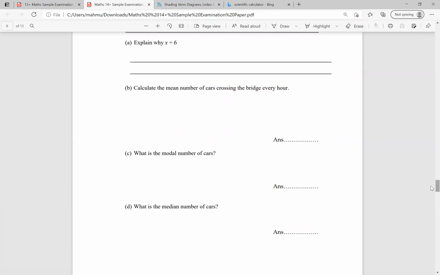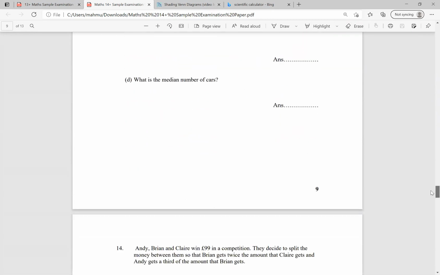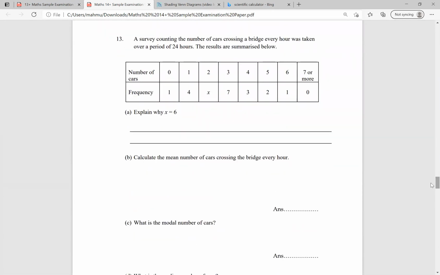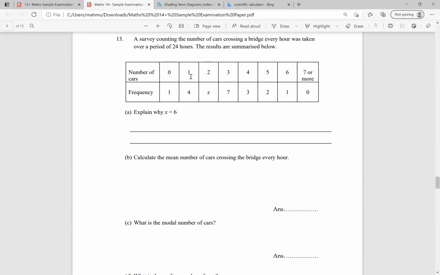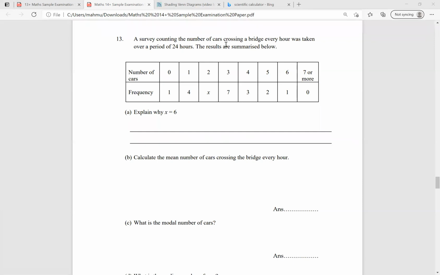What is the median? The median is the middle number. So you've got 0 to 4, and you take the middle one. So basically, we look at the median from both sides. So you've got 1, 2, 3, 4, so the median will be here, and you've got 1, 2, 3, 4. So in between this, the median.